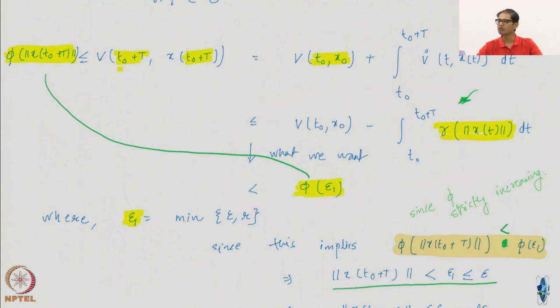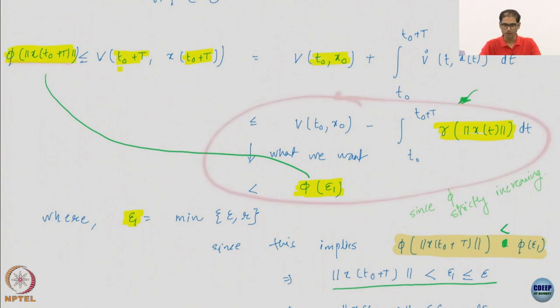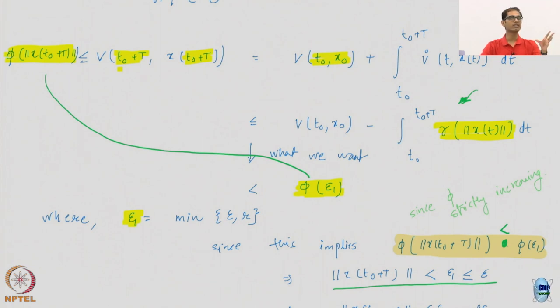Any guesses? How do you think we will proceed? Because everything else is clear, right? I have to just work on this inequality now. Everything else is pretty much set. How do you think I will proceed? First, what are all the things you have to find?